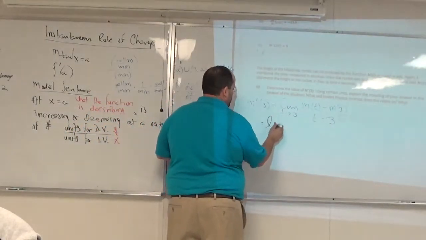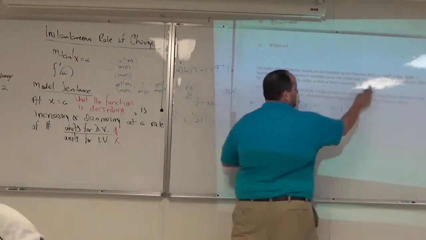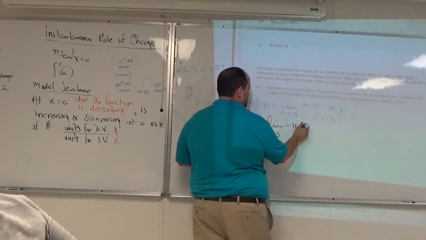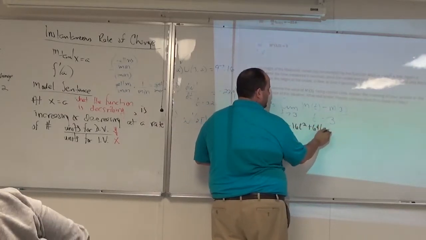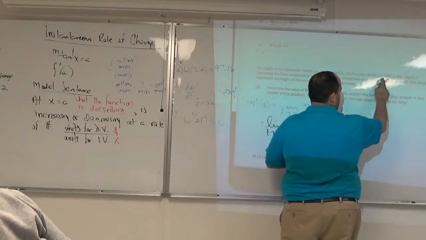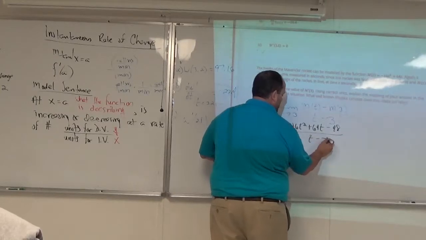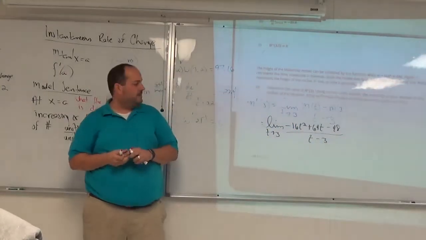So we're not going to have a chance to finish it. But limit as t approaches 3, what's m? This guy up here, negative 16t squared plus 64t, minus, if I plug in 3, that's negative 144 plus 192. I think you get negative 48 over t minus 3.